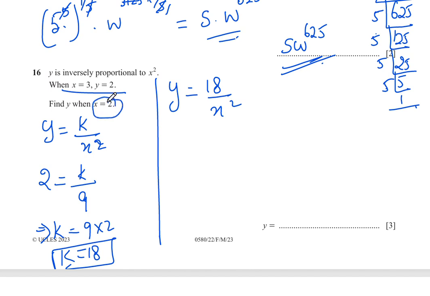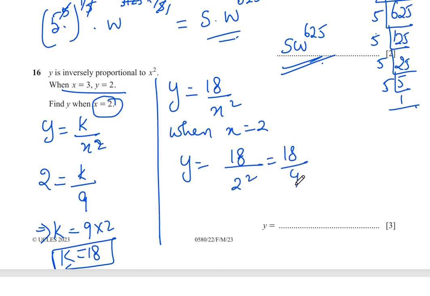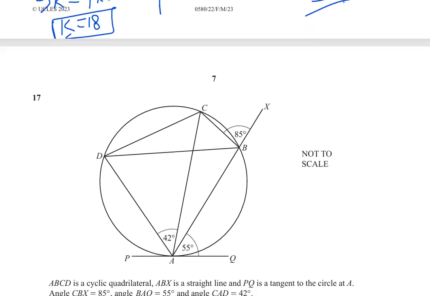So now when x is equal to 2, what is the value of y? When x is equal to 2, y is equal to 18 by 2 squared. So 18 by 4. So 2 twos are 4, 9 twos are 18. So it is 9 by 2. So when you divide it, you will be getting 4.5. So y is equal to 4.5. So this will be the final answer for this question. So I hope you can understand this. Okay, we can move on to the next question.